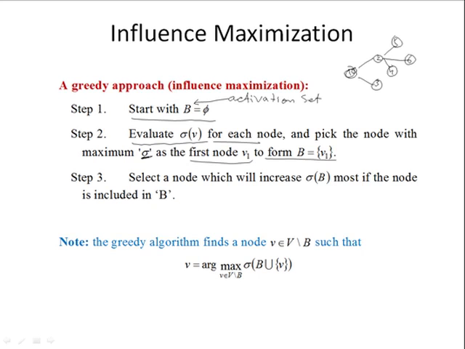Here the main aim is to pick the node which can maximize the number of activations. For example, suppose we pick node 2, then it can activate nodes 5, 6, 4 and 1. Now select the node which will increase sigma B most if the node is included in B. Suppose we include node 2, this will include nodes 2, 4, 6, 5 in the set B. Now select a node which will increase sigma B most if the node is included in B, that is, the node which can increase the number of activations.